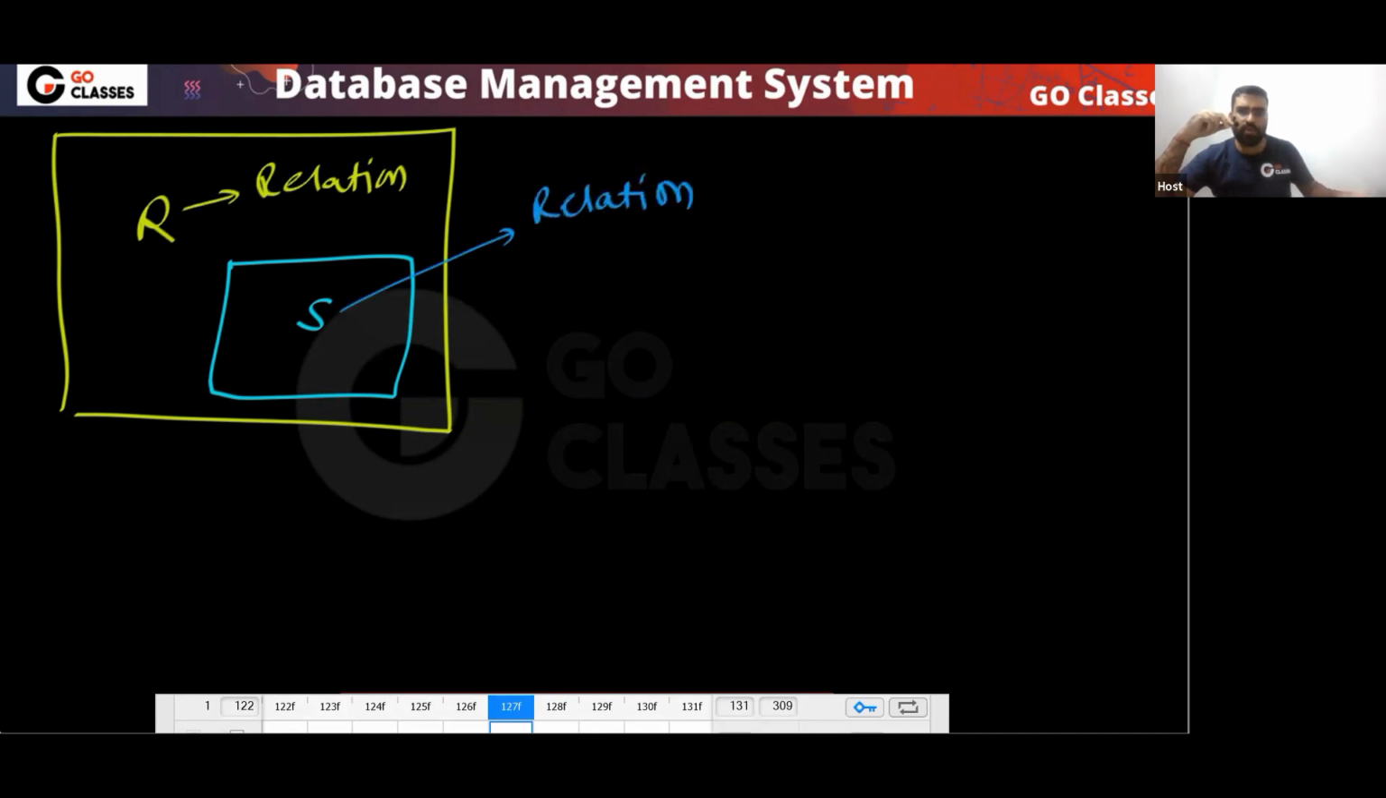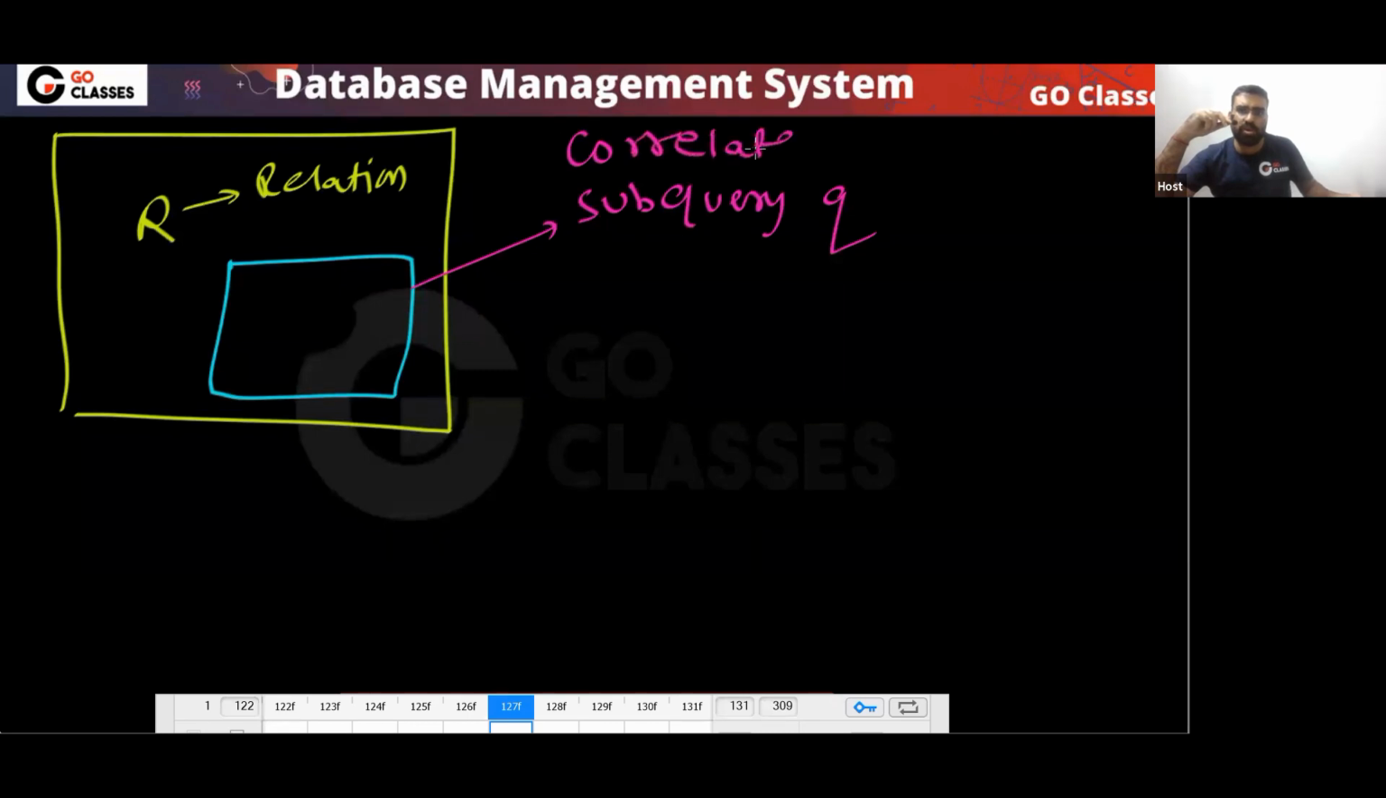Or you can simply say that this is your query Q, with relation r, and this is your subquery q. Let's assume this is correlated, meaning it is dependent on the outer query. Some attribute of r you are using here, maybe r.a. So this is your correlated subquery.